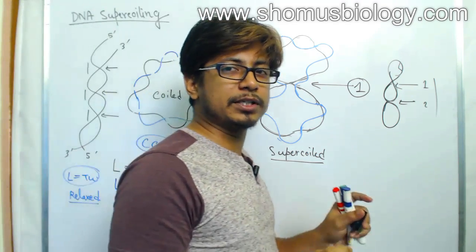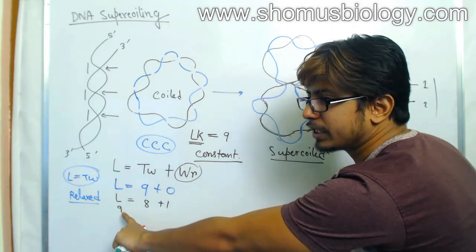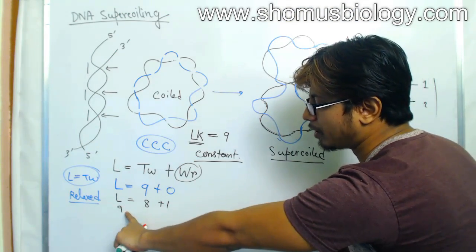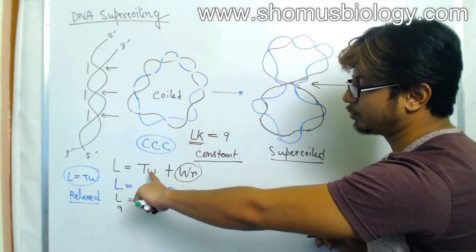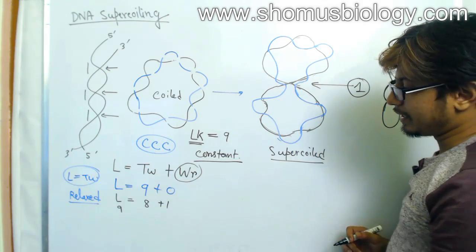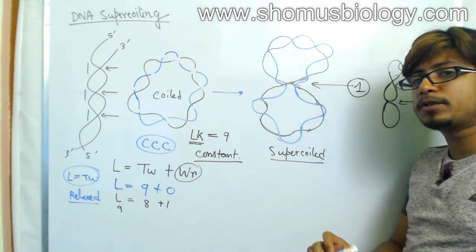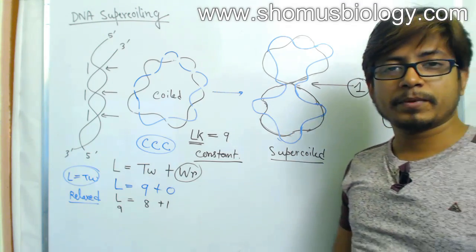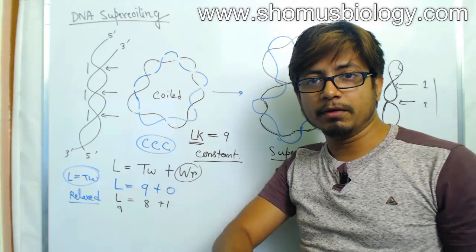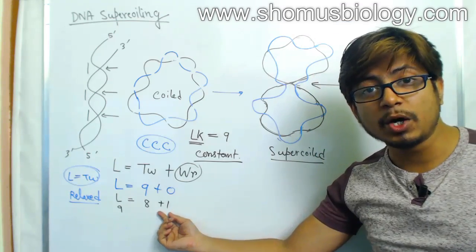Try to understand this process clearly. The linking number should be constant, which is 9. To keep the linking number constant, if writhe is 1, then the twist should be reduced. Right? And there are also two types of this writhe, positive and negative. So the value for writhe can be plus or minus.